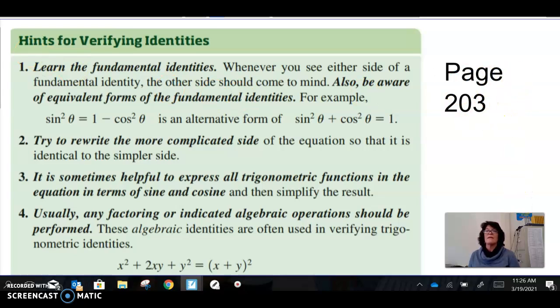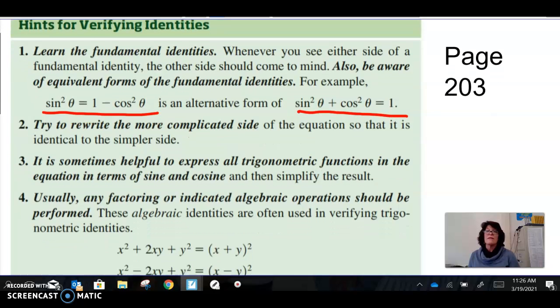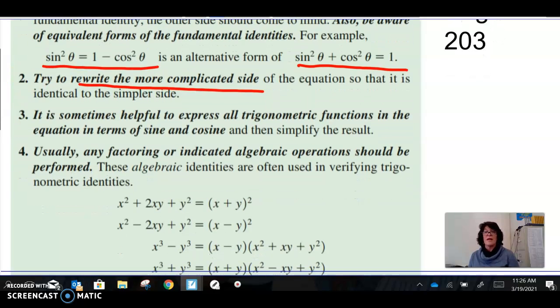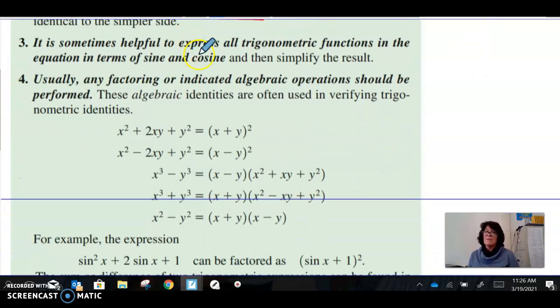Obviously, learn the fundamental identities. Make sure that you can go fluidly back and forth. We just saw that sine squared plus cosine squared equals 1 is the same as saying sine squared equals 1 minus cosine squared. We usually start with the more complicated side and get that to the simpler side. Sometimes it's helpful to write all your trig functions in sine and cosine. Sometimes it's not. We used that a couple times.